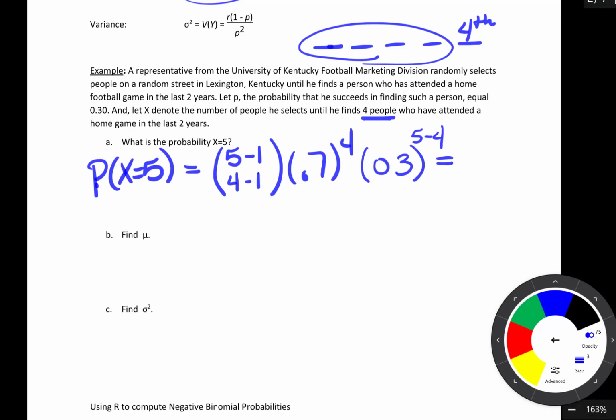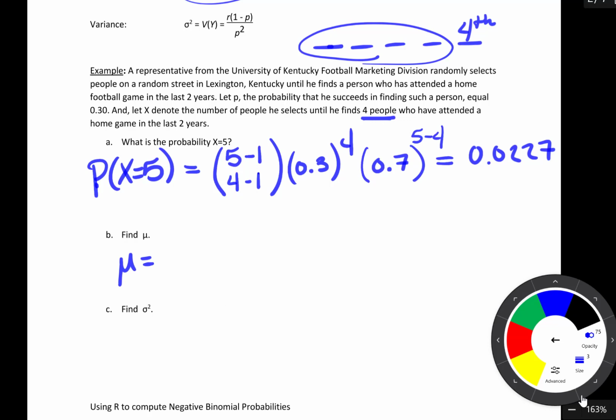And so you can put this in your calculator. And I just realized that I have a mistake here. Let me fix this. I got my probabilities backwards. Our probability of success is 0.3 and our probability of failure is 0.7. So if we place this in our calculator, we'll find the answer is 0.0227.